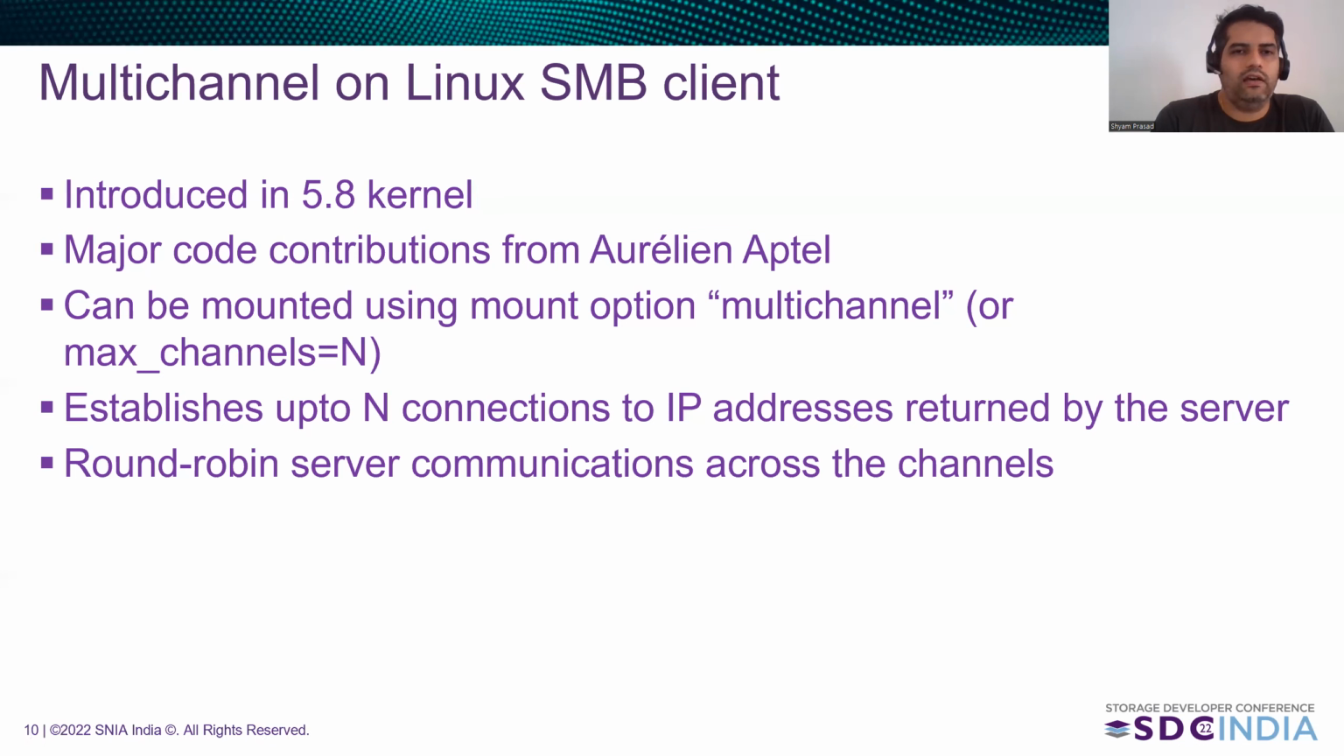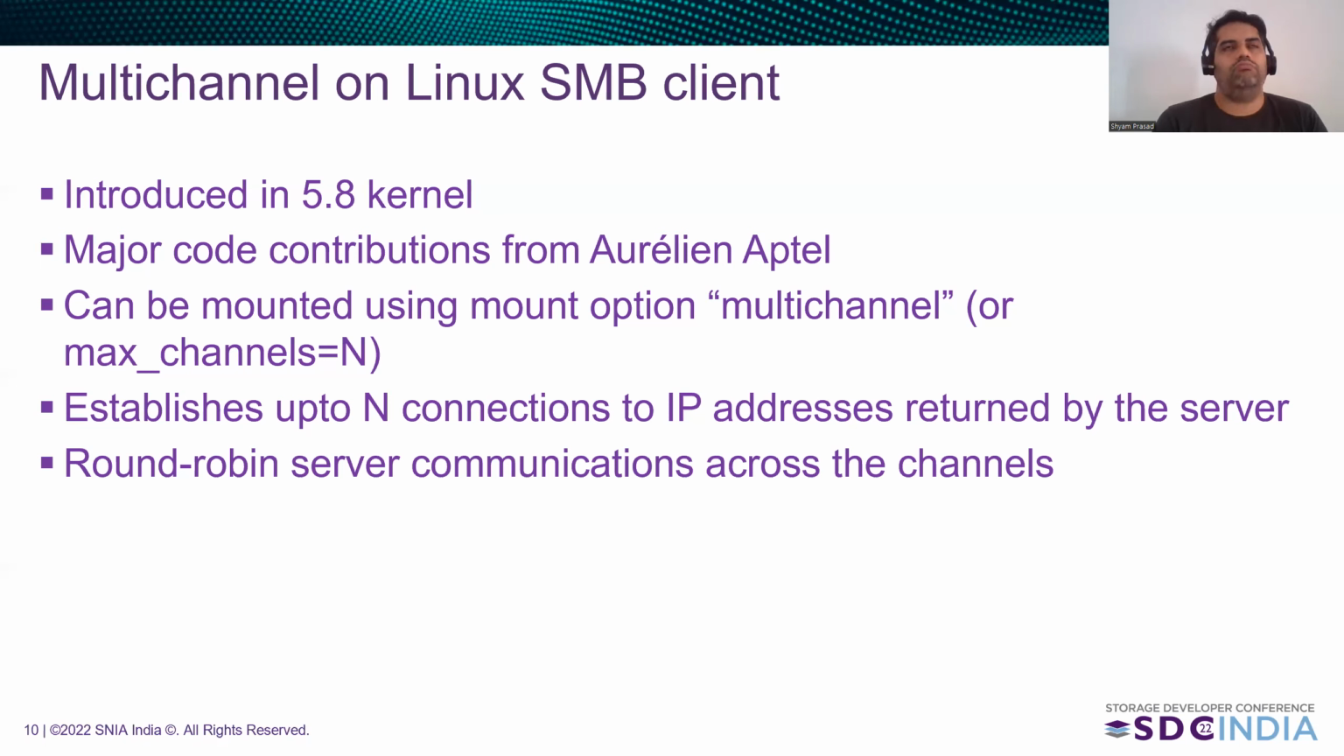The way to use multi-channel on a Linux SMB client is using the mount option called multichannel, or you can also specify the maximum number of channels for a particular mount point or share using the max_channels option. What this mount option does is establish up to n connections, n being the max channels supplied, and if nothing was supplied, I think the default is 4 channels.